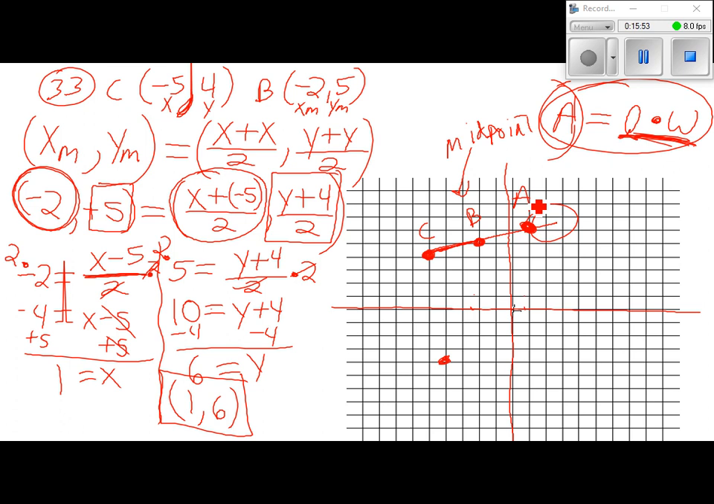Nothing real hard about this. You've just got a little extra work to do. The hardest thing is that most students don't like that big fraction, and you just got to know to get rid of that big fraction, you multiply both sides by whatever the denominator is. In this case, it's 2.